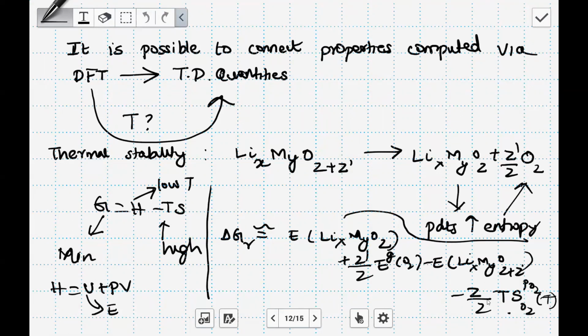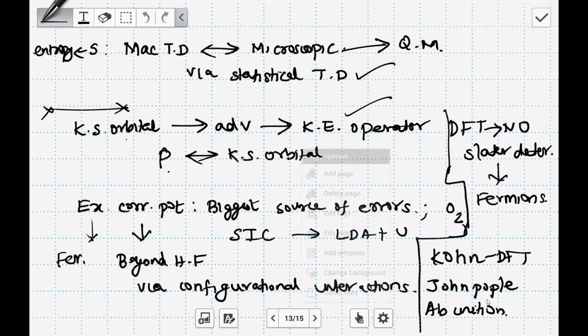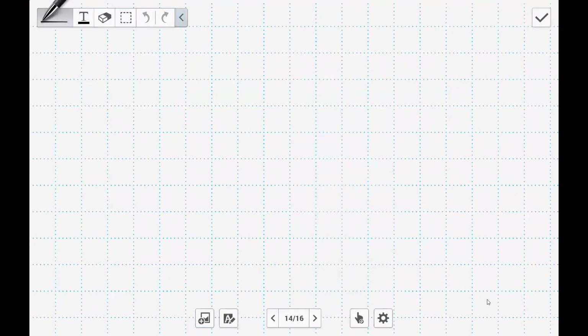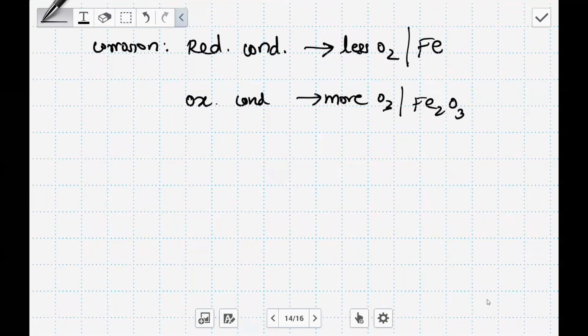If I have iron under very reducing condition, what is the reducing condition? You can try to understand via corrosion. Reducing condition means less O2. You can have just iron. Pure iron is stable. But if I have oxidizing condition, that means more oxygen, then I would have Fe2O3. First, the surface of iron will get corroded. That is, I'll form an oxide, and so on.